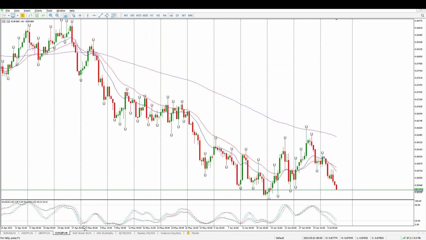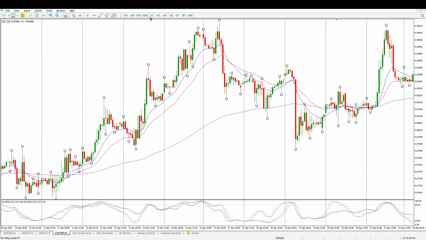And lastly, Euro British pound. The move is continuing to the downside, so you should be looking for areas to sell off. And that did happen yesterday. There's nothing really else. We'll have to see on the hour if there's anything that's set up here.